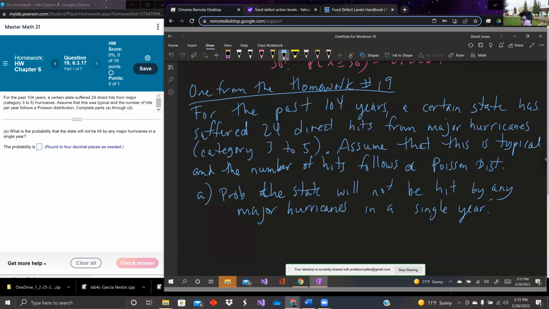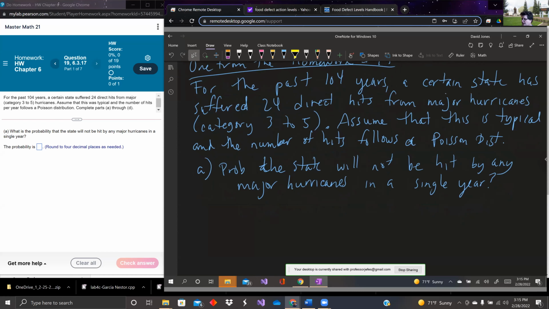So to do this in StatCrunch, we need two things. I need the mean and I need X. We need mu of X and we need X. Mu of X was lambda times T. So we need lambda and T, right? T is a single year. They're giving us a time range. It's 1 year. Did they give us lambda?